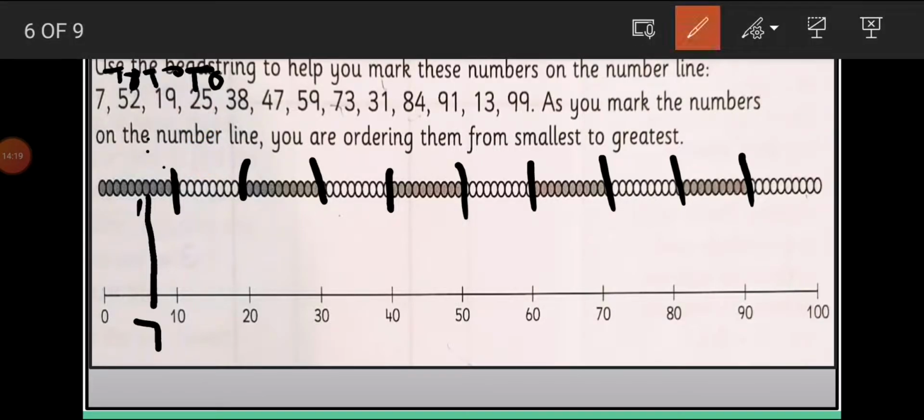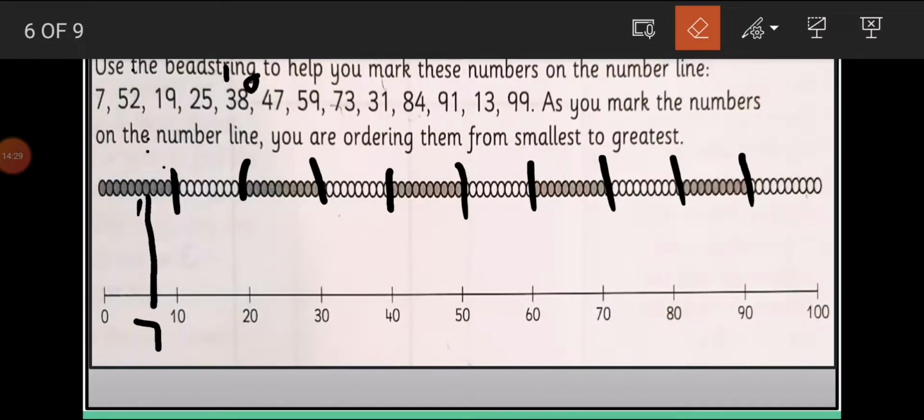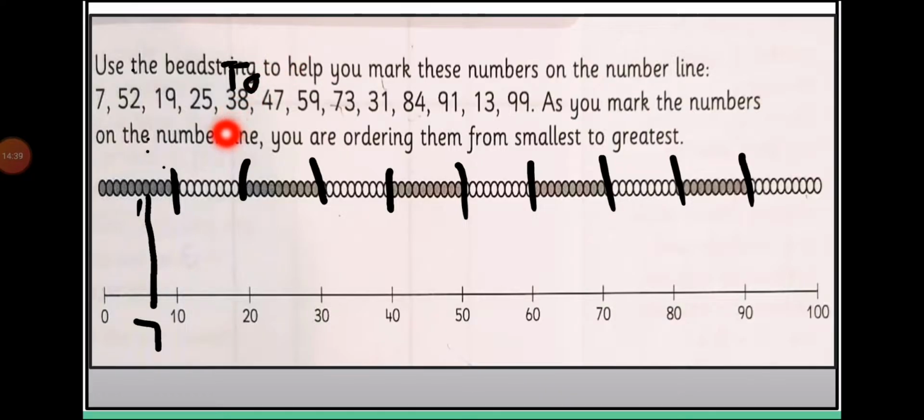The next number is 38. Again, first put the place value. In 38, 8 is on the right side. It means 8 is ones. The 3 is the next digit, so I am putting T for tens on 3. By putting the place value, you can know how many tens or ones are in 38. In 38, 8 are ones and 3 are tens. Again, your number line is in tens. So find out where is 3 tens. Then count 8 more. Then mark it on the beads. Then put the 38 on the correct place on the number line.